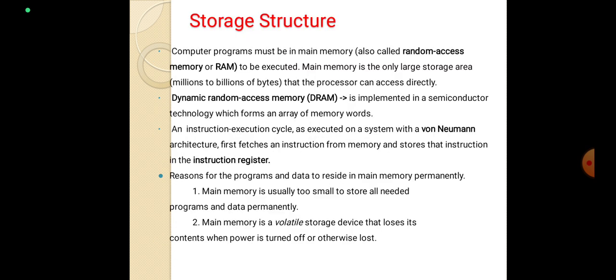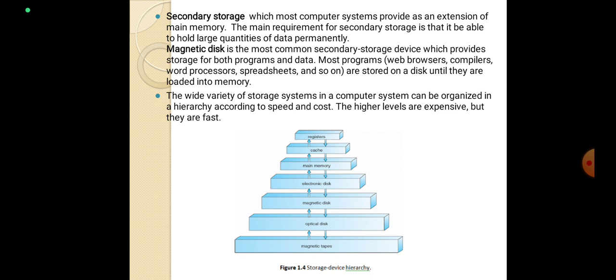Storage structure. Computer programs must be in main memory for execution. Main memory is the only large storage area that the processor can access directly. Dynamic random access memory is implemented in a semiconductor technology which forms an array of memory words. Secondary storage, which most computer systems provide as an extension of the main memory. Magnetic disk is the most common secondary storage device.